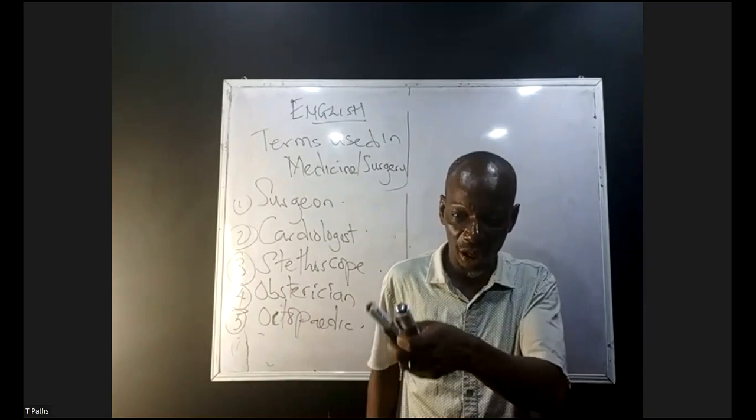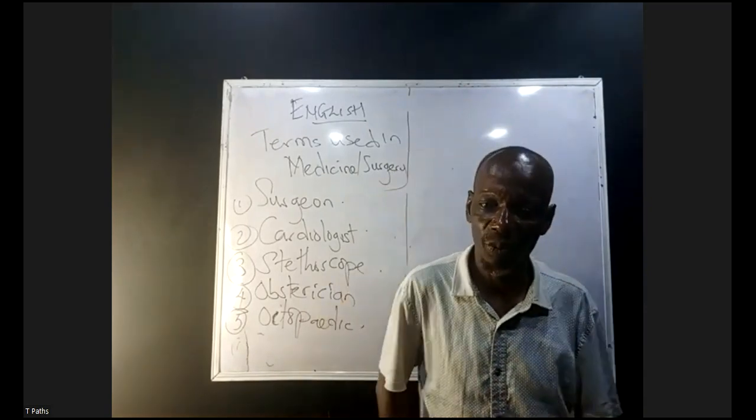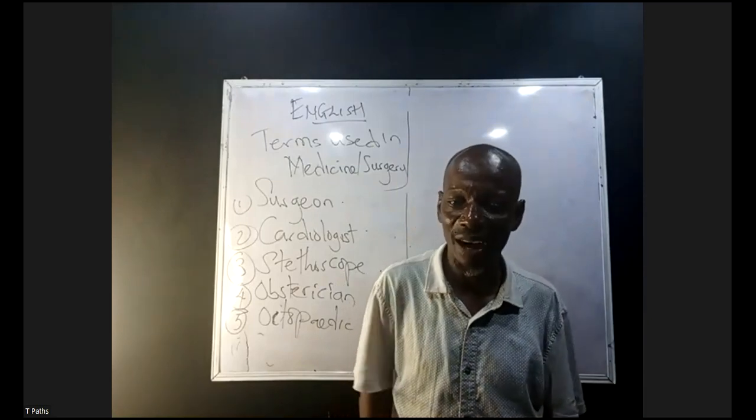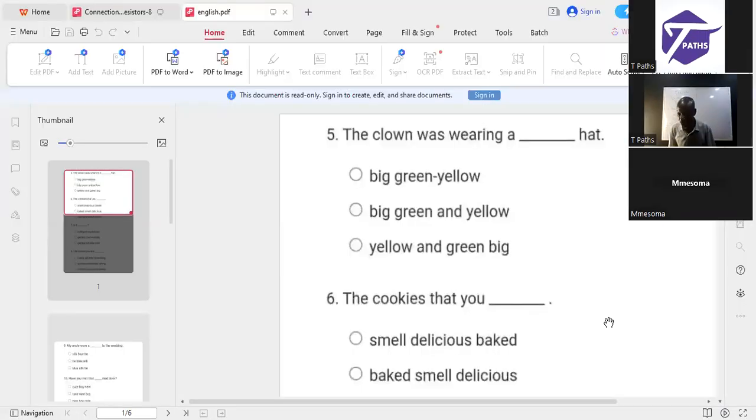If you check your screen, look at it. The clown was wearing a dash hat. A, big yellow; B, green and yellow; C, yellow and green, big. Remember, under the arrangement, size must come first. Big is size, green and yellow are color. So the answer is A, big green and yellow.